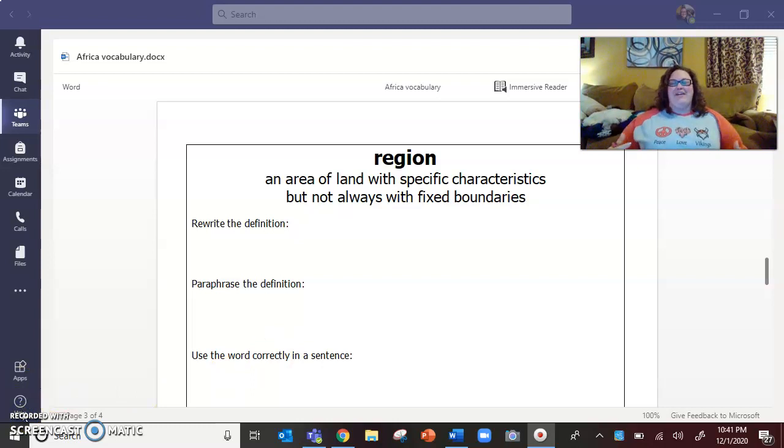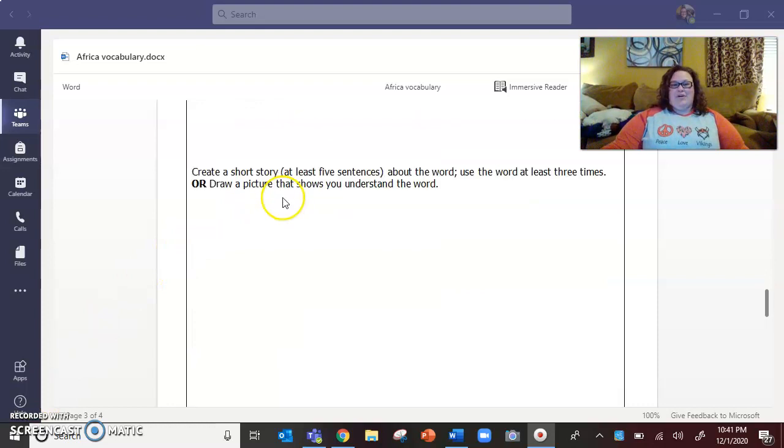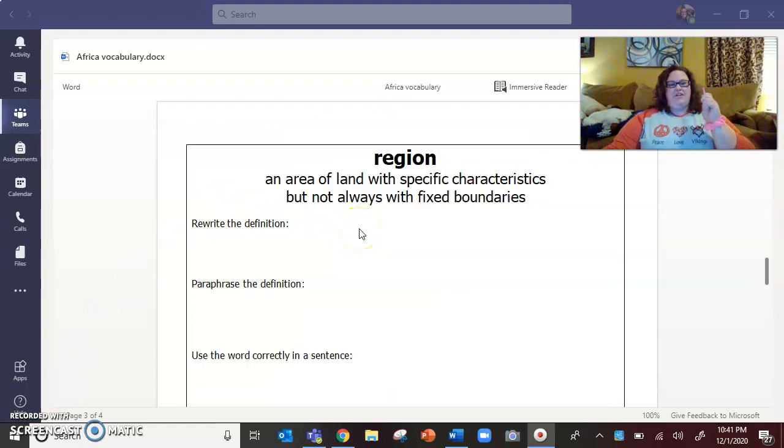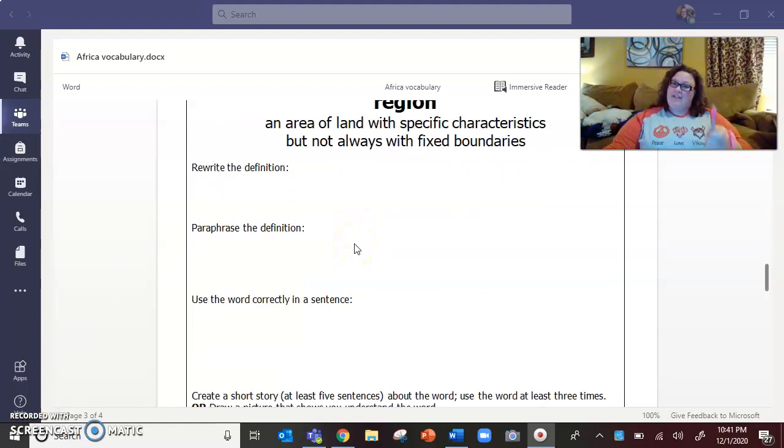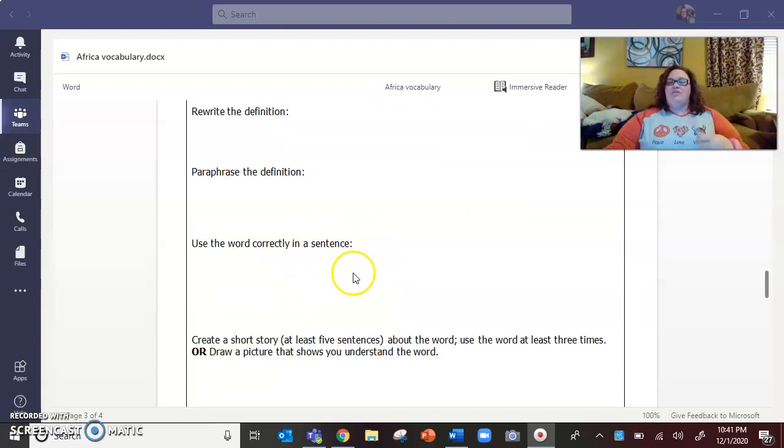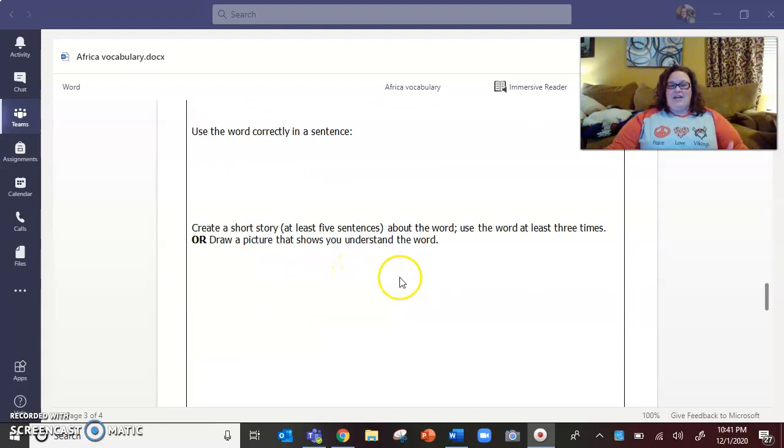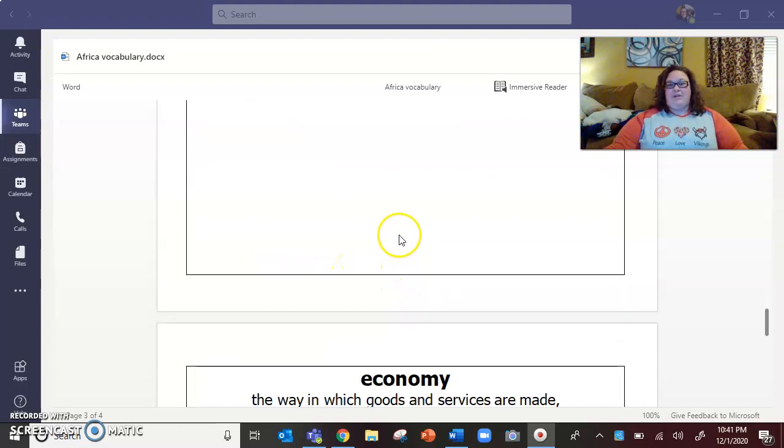Regions are the different areas where, even though there aren't actual borders, there aren't boundaries, there are still delineations between two different societies, two different communities. And our last vocabulary word, and so you've rewritten the definition, you've paraphrased it based on the information you just heard, you will use the word correctly in a sentence, and then create a short story or draw a picture.